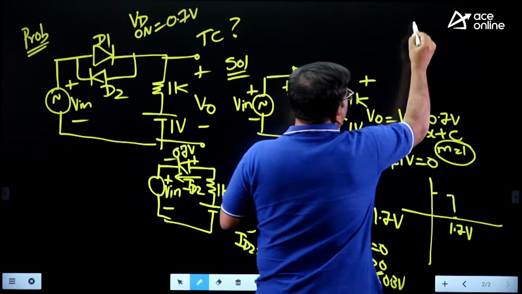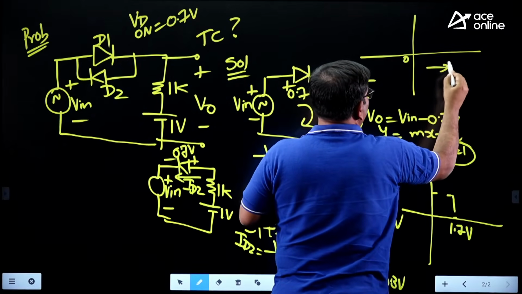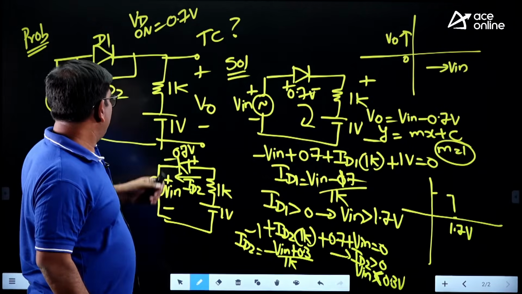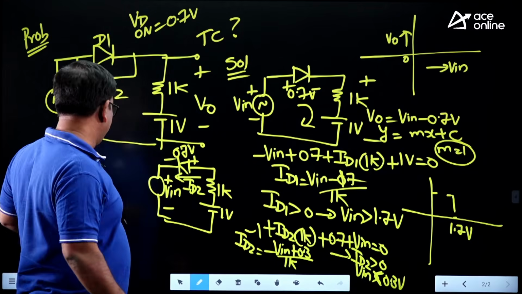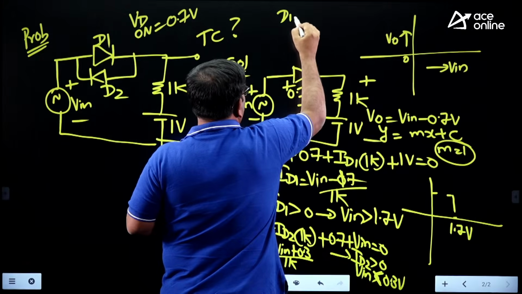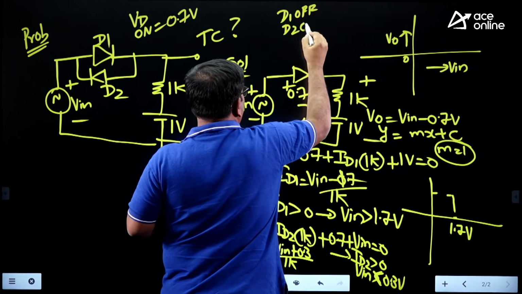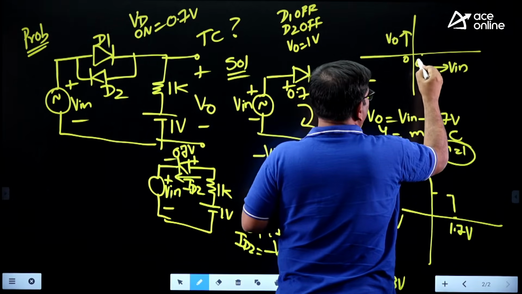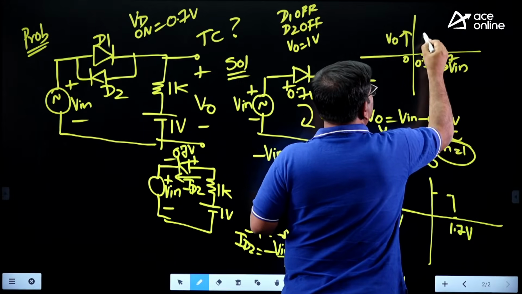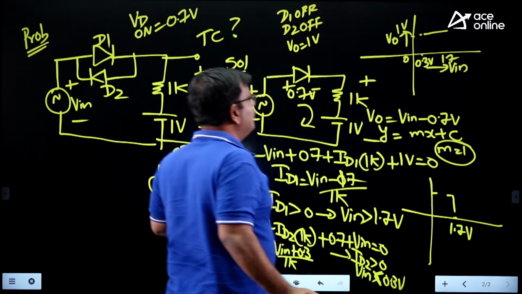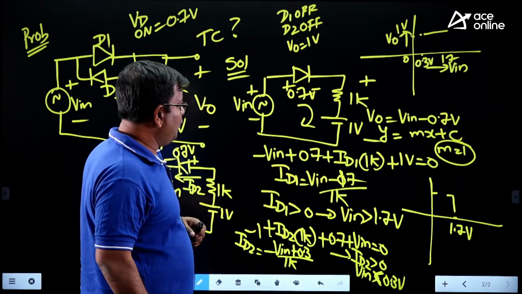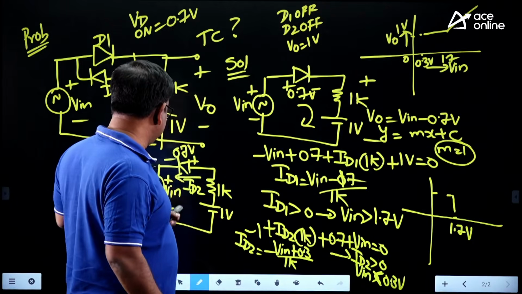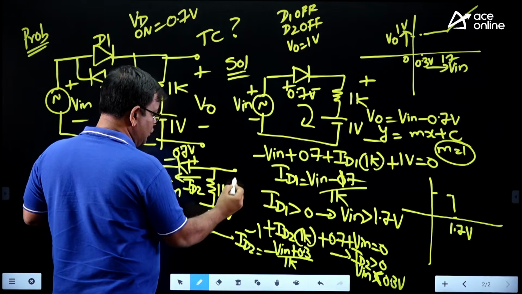So let's draw the transfer characteristics here. Vin on x-axis, V naught on y-axis. For Vin, when both the diodes are off, D1 off and D2 off, your V naught is going to be 1 volt. Between 0.3 and 1.7, it's going to be 1 volt. But when Vin is greater than 1.7, the slope is going to be 1.